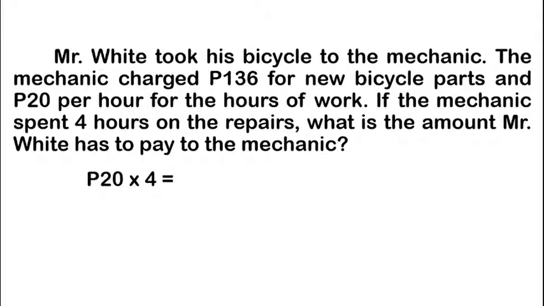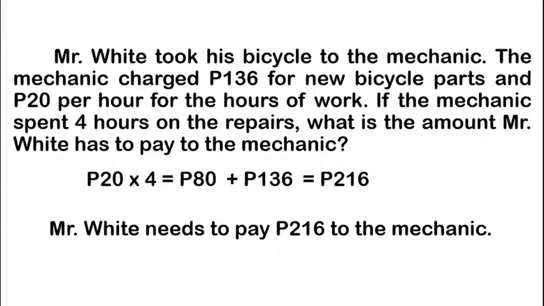So 20 pesos times 4, that is 80 pesos. And we need to add the charge of the new bicycle parts, which is 136 pesos. So if we add this, we will get the total amount Mr. White needs to pay to the mechanic. So 80 pesos plus 136, that would be 216 pesos. Therefore, Mr. White needs to pay 216 pesos to the mechanic.